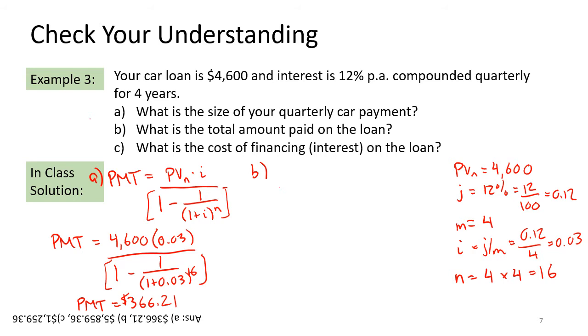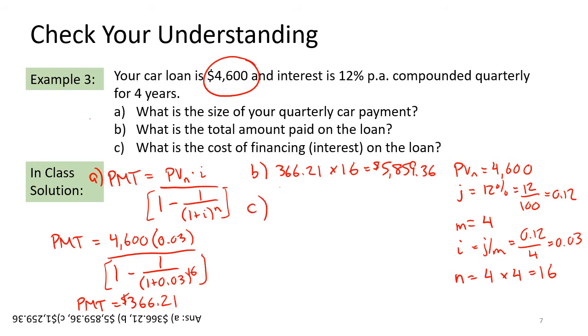All right? Just like in the last example, now in part B, what is the total amount you paid on the loan? Okay, including interest. So again, you're paying $366.21 every quarter, and you're paying it 16 times. So if you multiply those out, your total cost is $5,859.36. And remember, your loan was only $4,600, right?